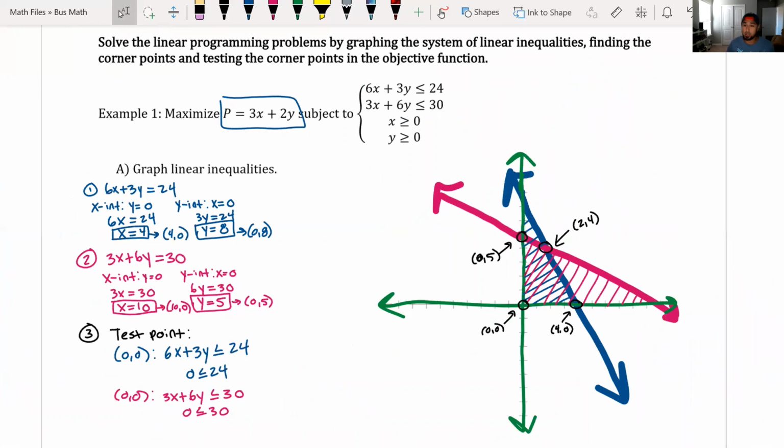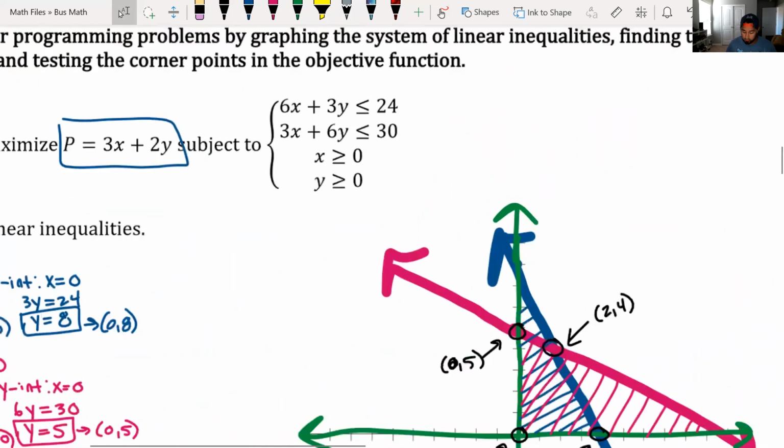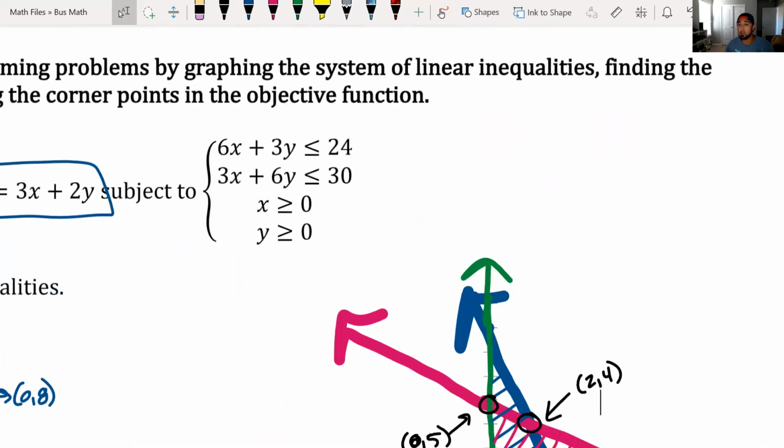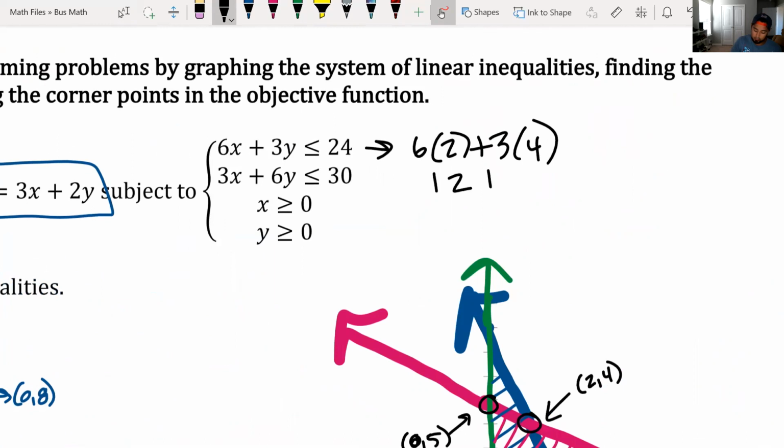But just so I know that it's true, I'm going to do a real quick check. I'm going to plug (2, 4) into both equations just to make sure it checks out. So if I plug in (2, 4), 6 times 2 plus 3 times 4 is 12 plus 12, and that equals 24. So it checks out there.